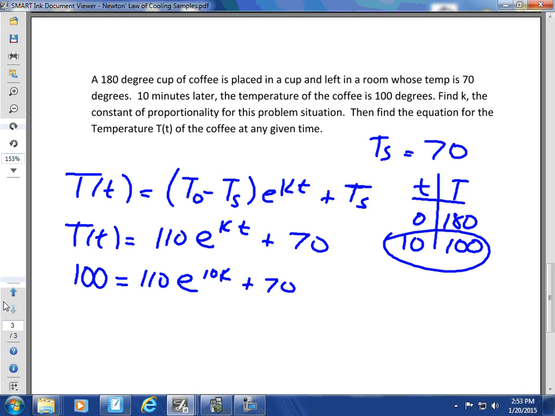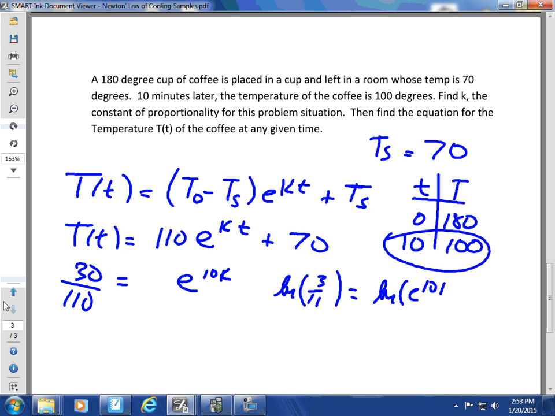What's got to happen? I've got to subtract 70. That's going to make this 30. I've got to divide by 110. And then I'm going to take a natural log, and I'll end up with the natural log of 3 over 11 is equal to the natural log of e to the 10k, which just happens to be 10k. And k turns out to be the natural log of 3/11, all divided by 10.